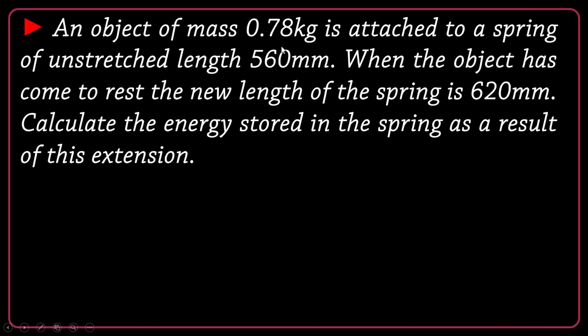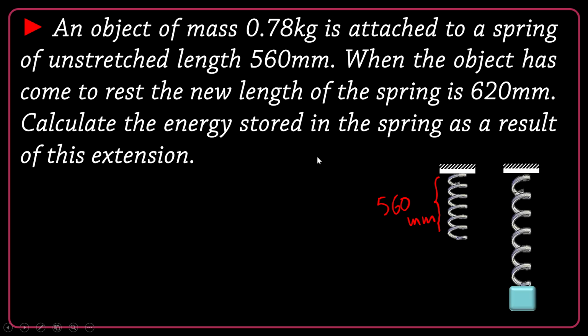An object of mass 0.78 kilogram is attached to a spring of unstretched length 560 millimeters. So this is the unstretched length, 560 millimeter. When the object has come to rest, the new length of the spring is 620 millimeter. Okay, I attach the object, it comes to rest, and this is 620 millimeter, the new length. Calculate the energy stored in the spring. This is going to be the elastic potential energy as a result of this extension.